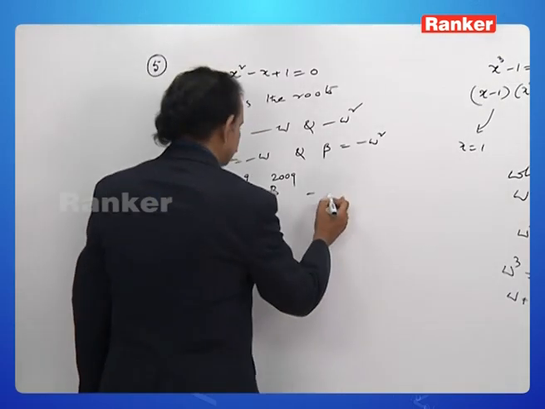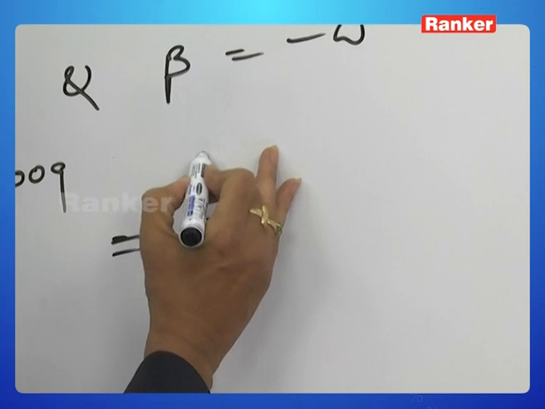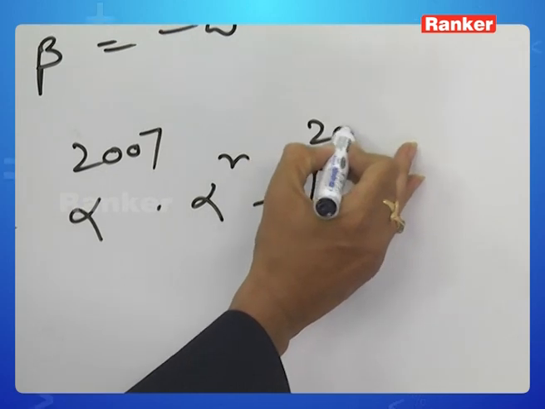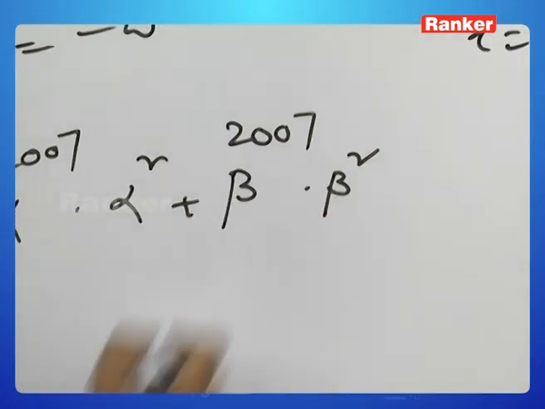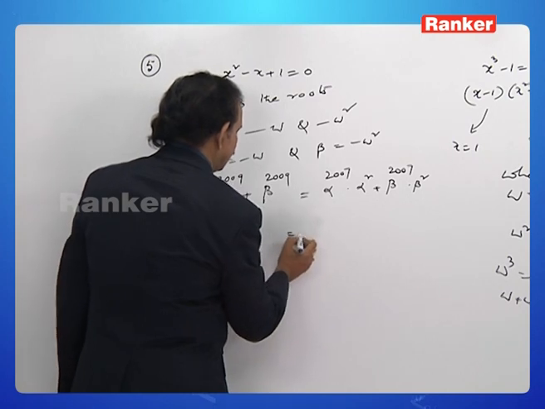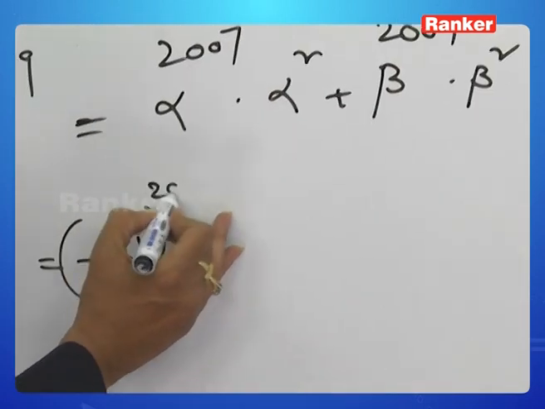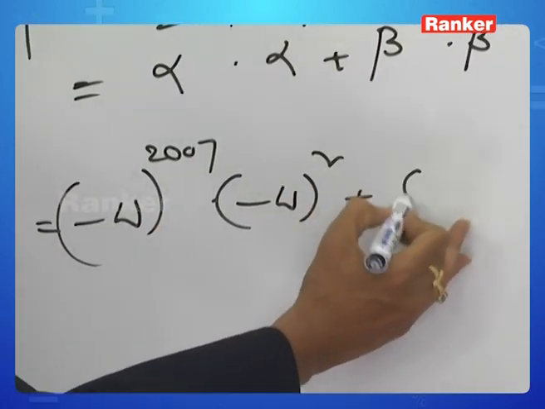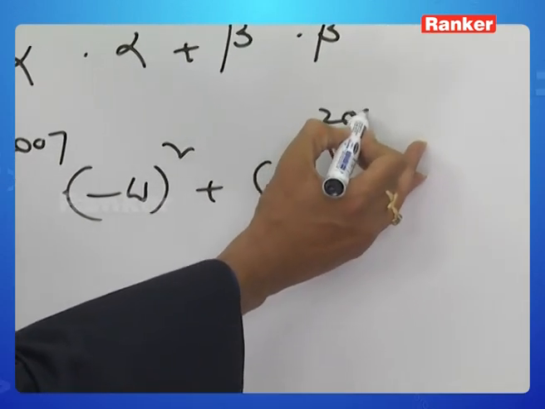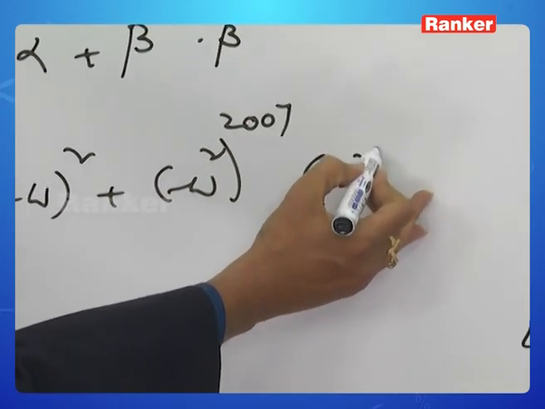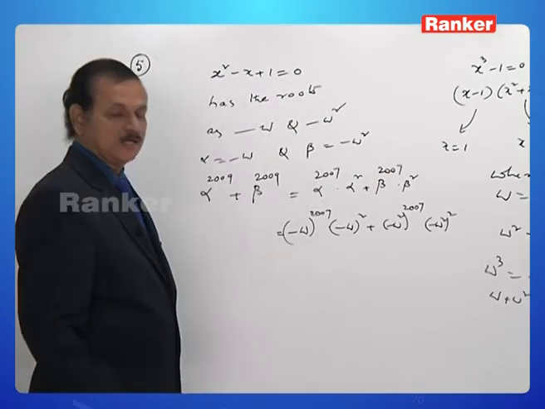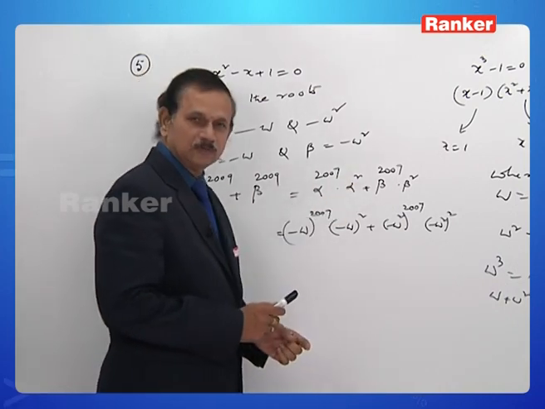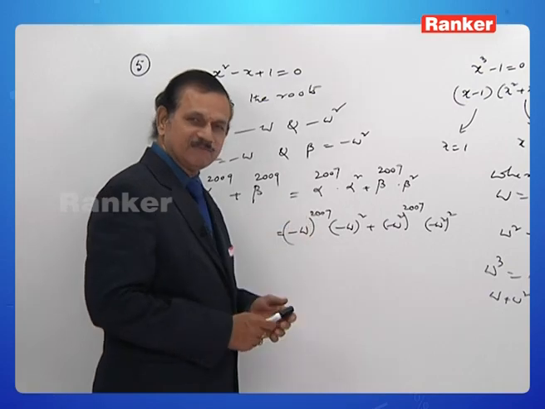This is equal to alpha power 2007 into alpha square plus beta power 2007 into beta square. What is alpha? Minus omega power 2007 into minus omega square plus minus omega square power 2007 into minus omega square whole square. What is the reason for me to split this 2009 as 2007 and 2? Because 2007 is a multiple of 3.